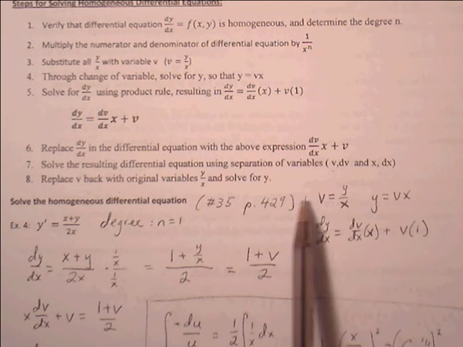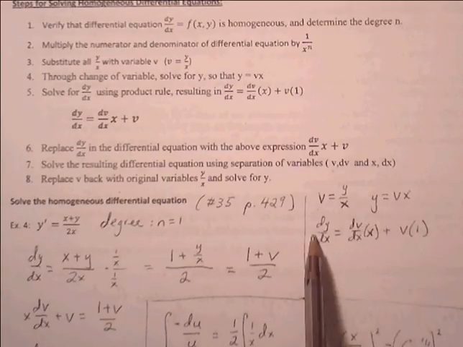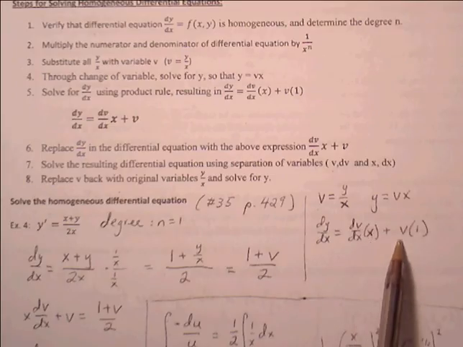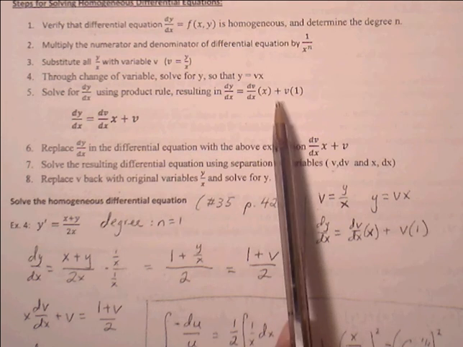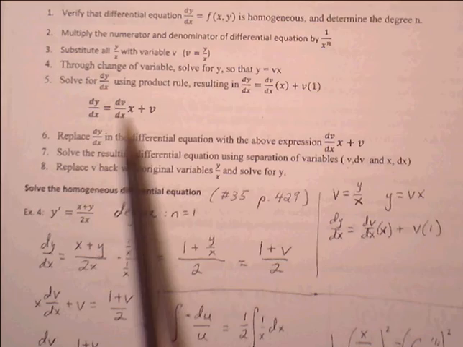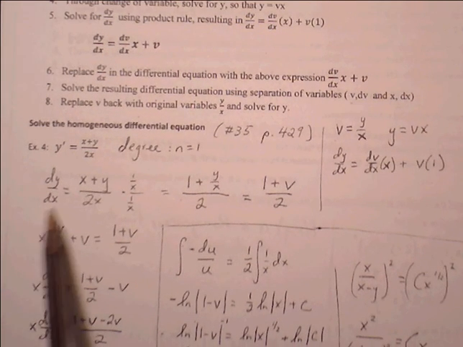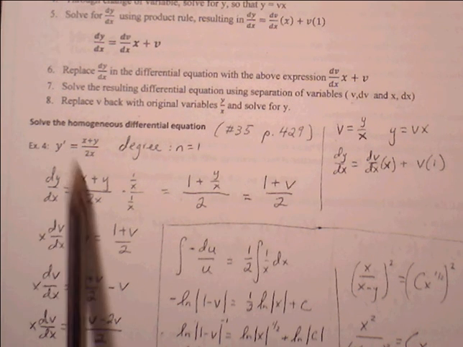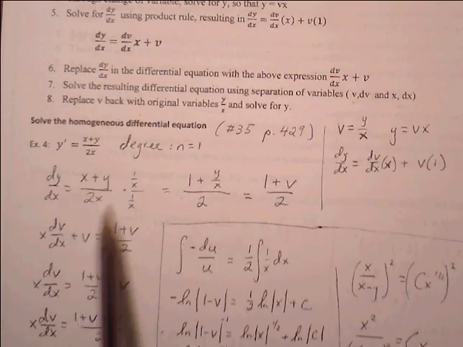we can go through the procedure, solve for y, and then we go through implicit and product rule. We get dy dx is equal to dv dx times x plus v times 1, which we just talked about in step 5. Okay, next step, we're going to replace dy dx with this expression that we just found. So here is our step here. We have dy over dx equals 1 plus v over 2. So replace dy over dx with x dv over dx plus v is equal to 1 plus v over 2.